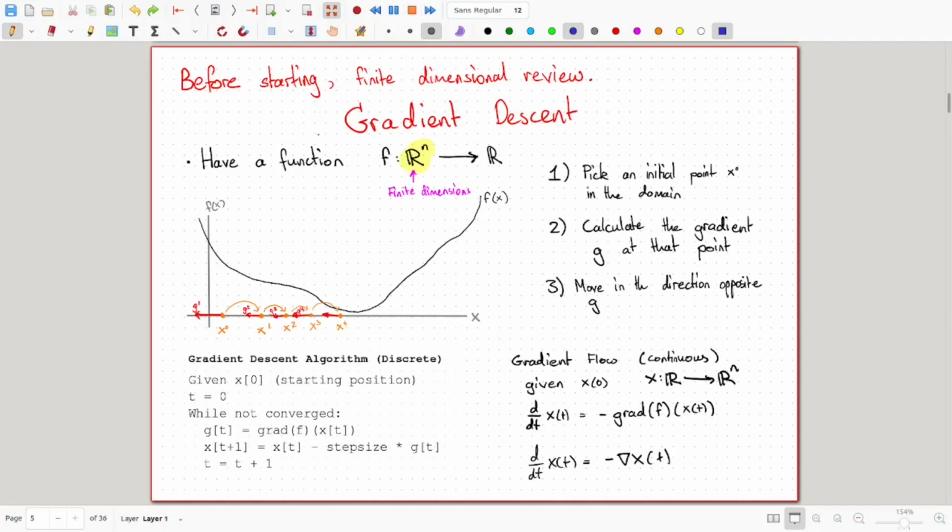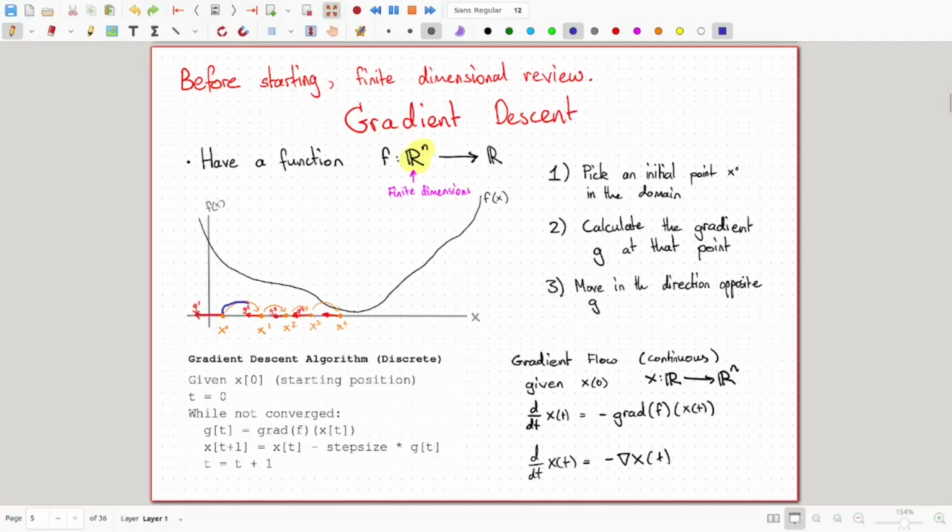So gradient descent is a classic algorithm for finding the minimum of some function given some initial position. So we have some function from Rn to R. For example, we have this curve here. And what we do is we pick some initial point in the domain, so on the x-axis. And then we calculate the gradient at that point.